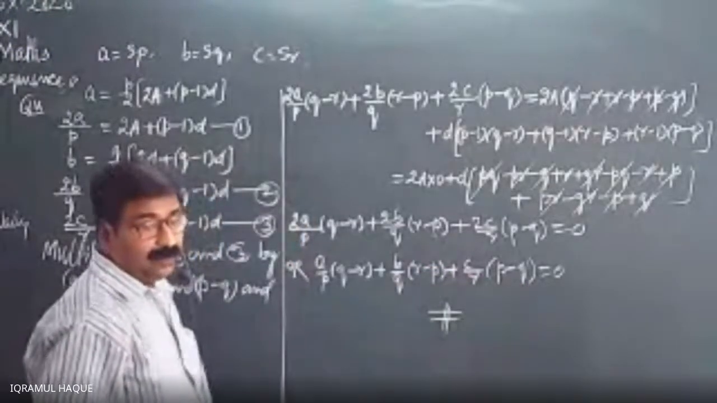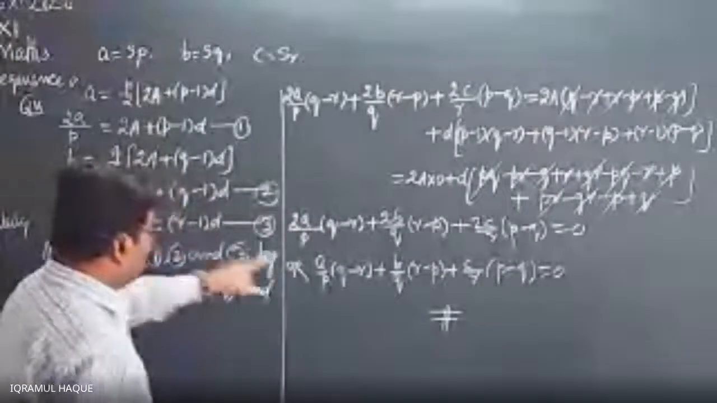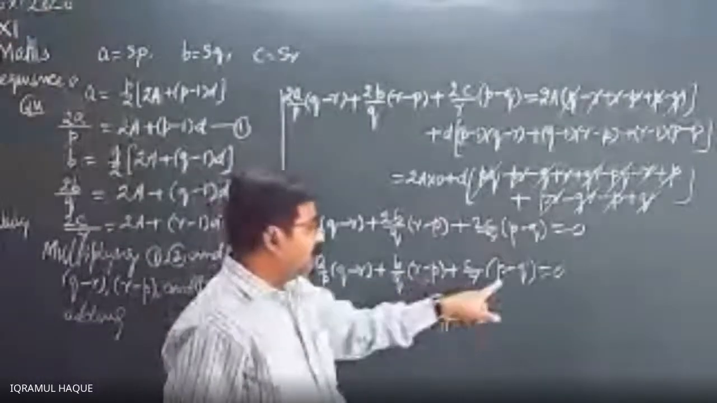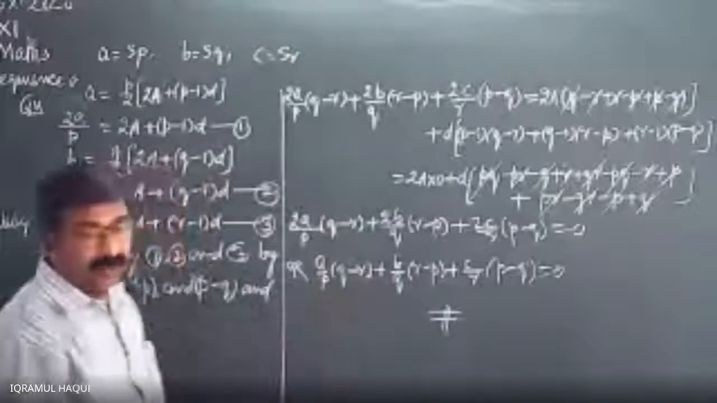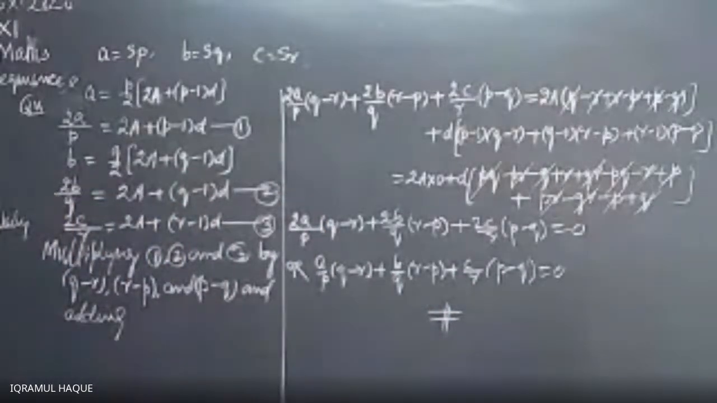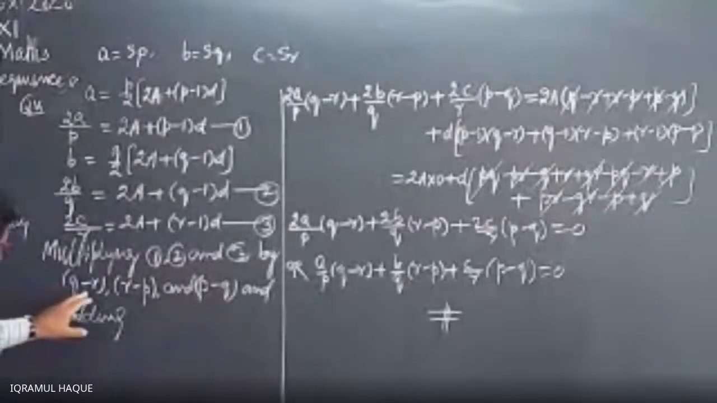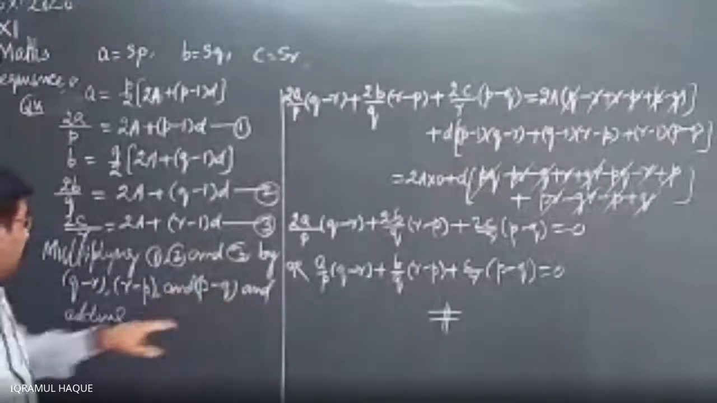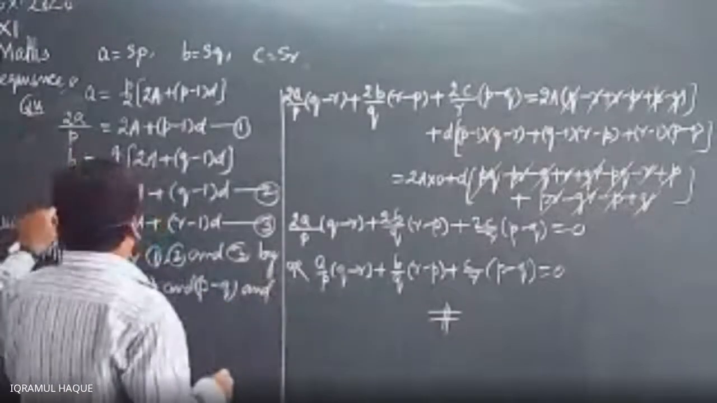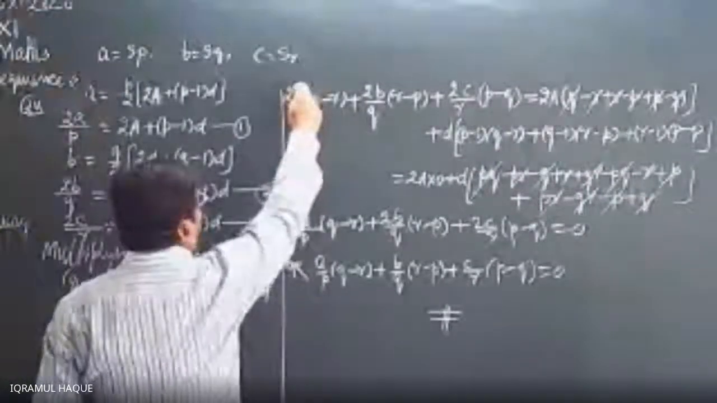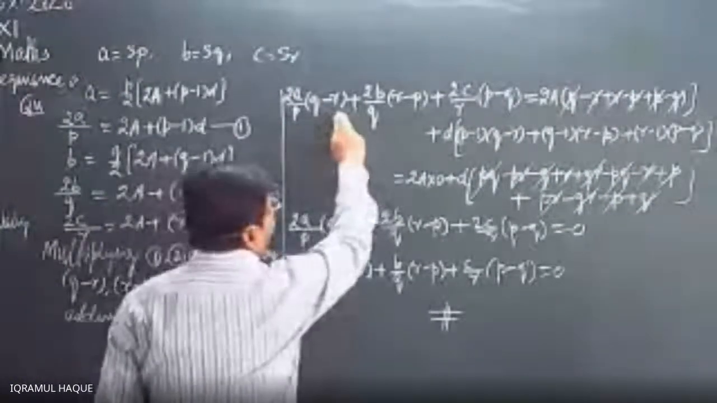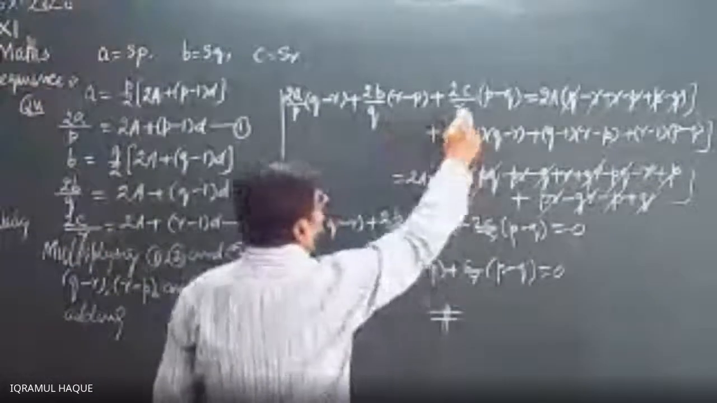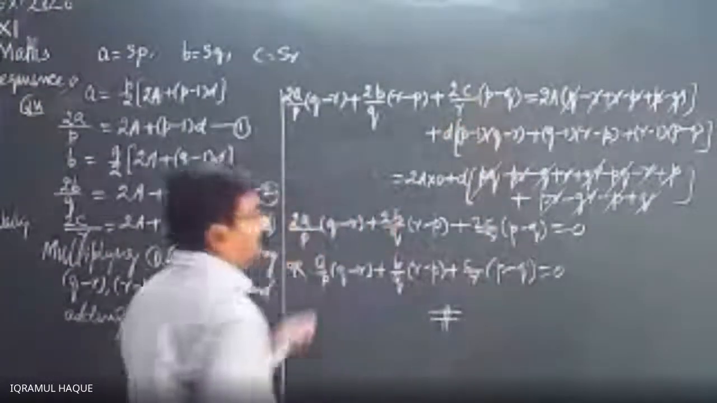So what I have done, multiply equation number 1 by q minus r, equation number 2 by r minus p, equation number 3 by p minus q, and adding all. So I have written multiplying 1, 2, and 3 by q minus r, r minus p, and p minus q, and adding. See what I have done. In the left side first. So the left side in equation number 1 was 2a upon p multiplied by q minus r, plus 2b upon q in equation number 2, and this is r minus p. Then 2c upon r, this is p minus q. So the left side is added.